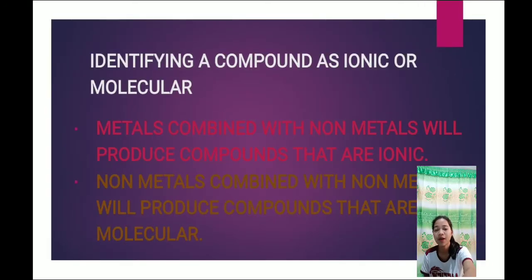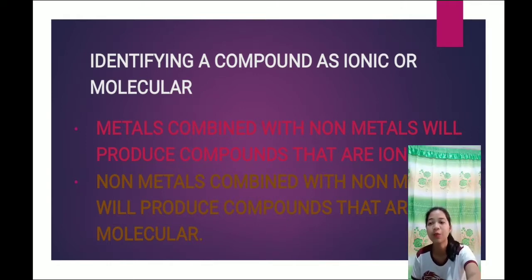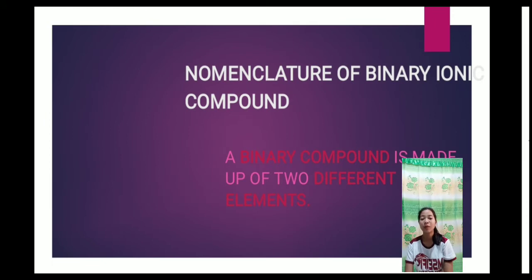Next up, identifying compounds as ionic or as molecular. Metals combined with nonmetals will produce compounds that are ionic. Nonmetals combined with nonmetals will produce compounds that are molecular. Next, nomenclature of binary ionic compounds.